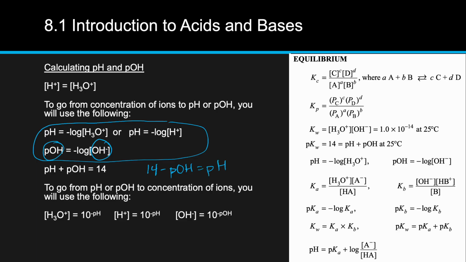So just remember, this equation is also going to help you kind of change over from pH to pOH. And then going the opposite direction, if you are trying to get concentration of ions, but you're given pH or pOH, you just put 10 to the negative pH or 10 to the negative pOH, and that will give you your concentration of your ions.